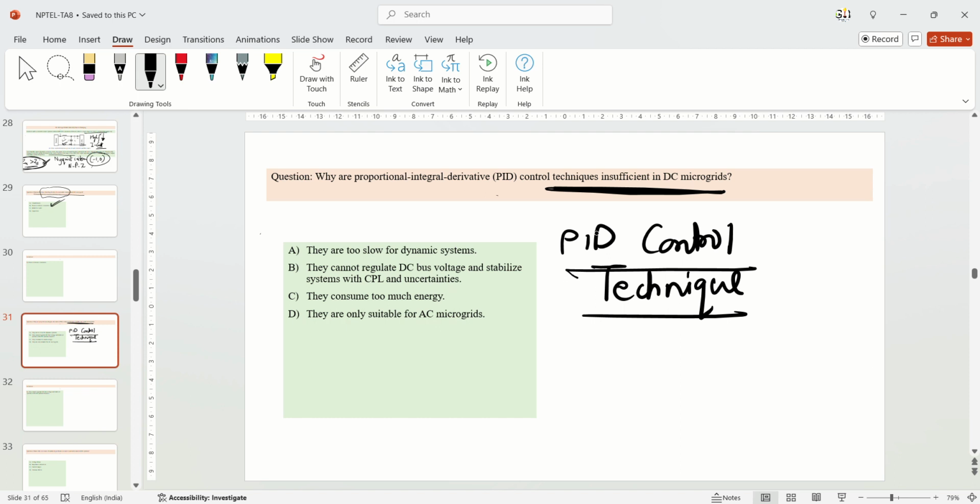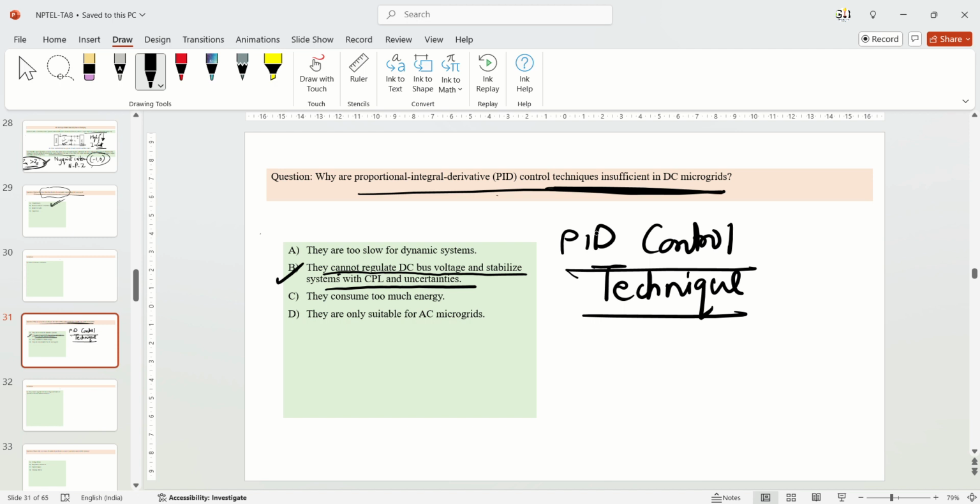Okay, let me give the solution for this. Why are the PID control scheme techniques insufficient? Because they have a certain problem. A problem related to what? Option B is correct: they cannot regulate the DC bus voltage and stabilize the system with the CPL and uncertainties.